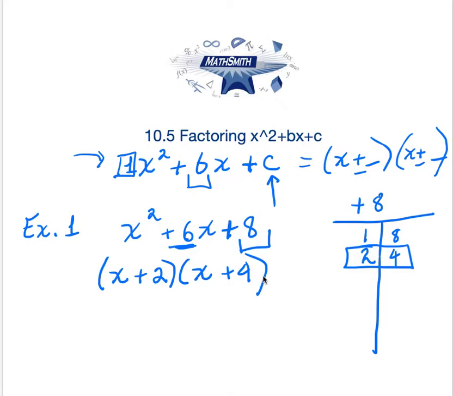The last thing you want to do is check whether or not you've factored it correctly by foiling. So you do x times x, there's your x squared, x times 4 is 4x, 2 times x is 2x, that combines into 6x, and then your last term, 2 times 4, combines into 8. So that's what we're aiming for. We're looking at the factors of the last term that combine into the middle term.